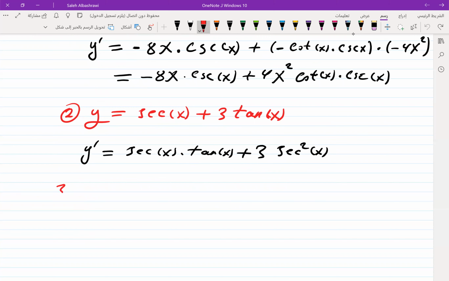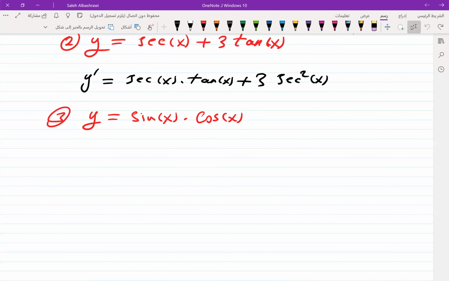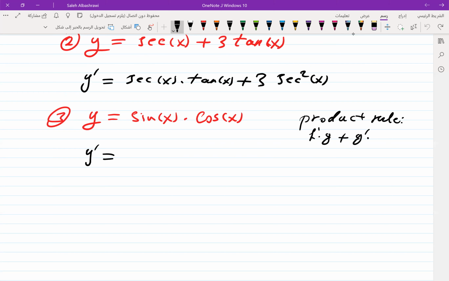Third example, y equal to sine x multiplied by cosine of x. Again, I need to apply the product rule for this one. The derivative y prime is equal to, by product rule, f prime g plus g prime f.